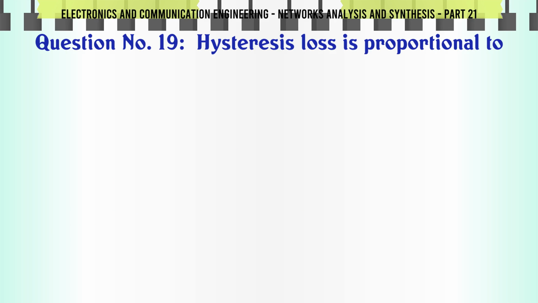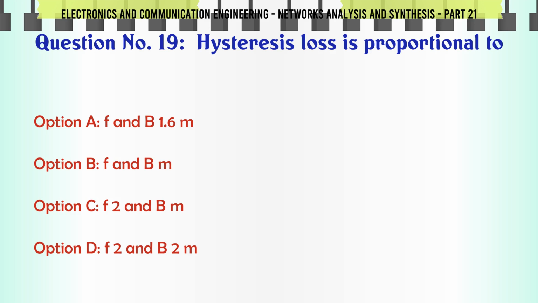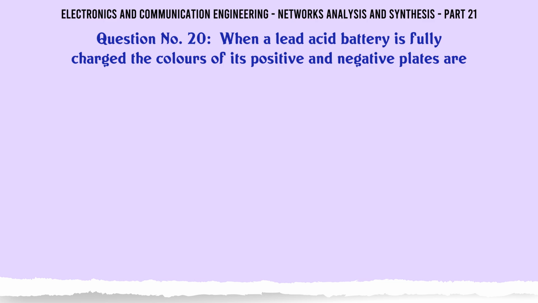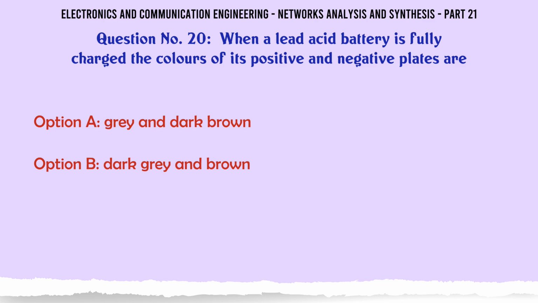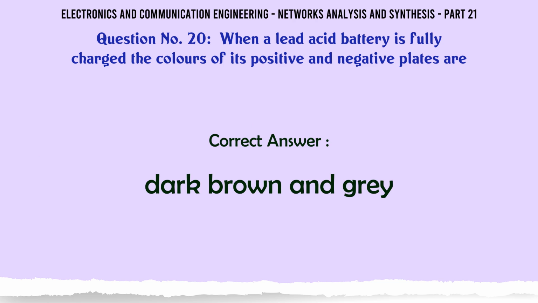Hysteresis loss is proportional to A F and B 1.6 m, B F and Bm, C F2 and Bm, D F2 and B2 m. The correct answer is F and B 1.6 m. When a lead-acid battery is fully charged, the colors of its positive and negative plates are A gray and dark brown, B dark gray and brown, C gray and brown, D dark brown and gray. The correct answer is dark brown and gray.